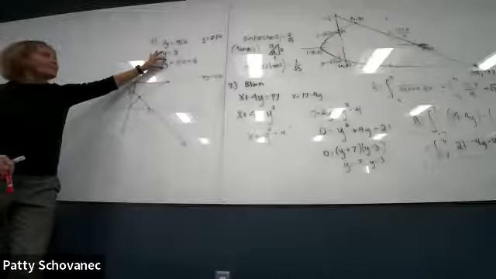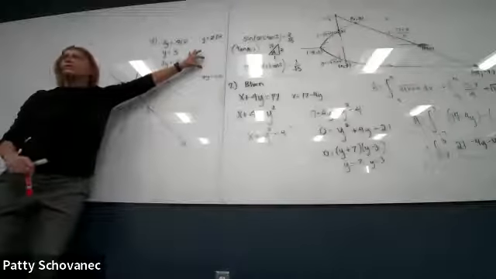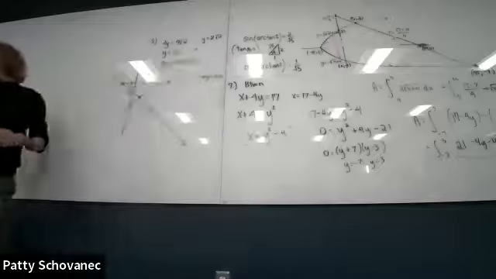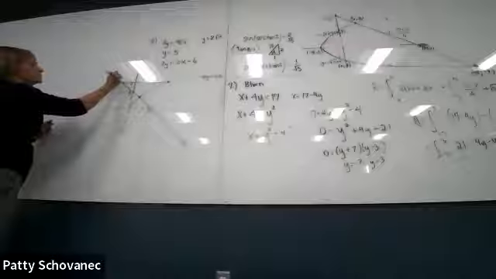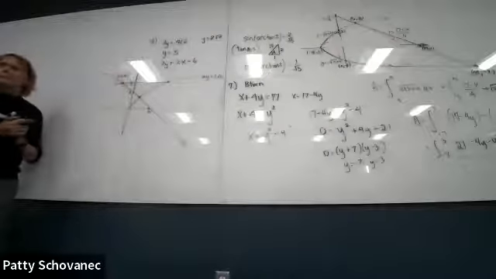2 times 5 is 10, plus 2x is 6. Negative 4 is equal to 2x. x is negative 2. And y is 5. That's that one.